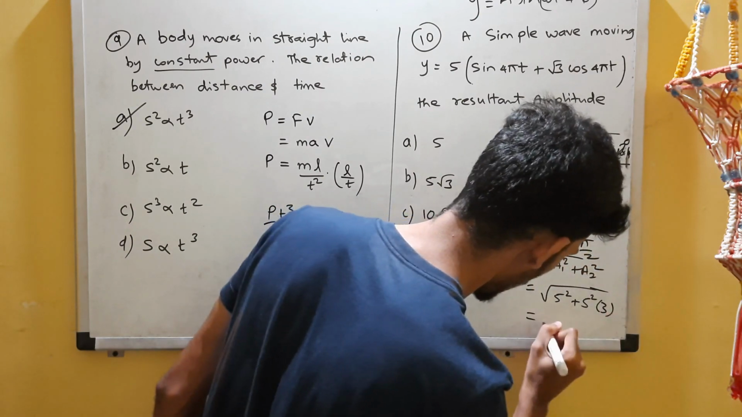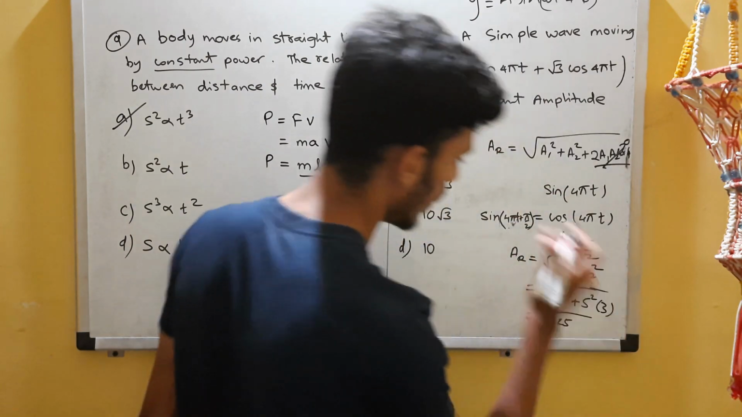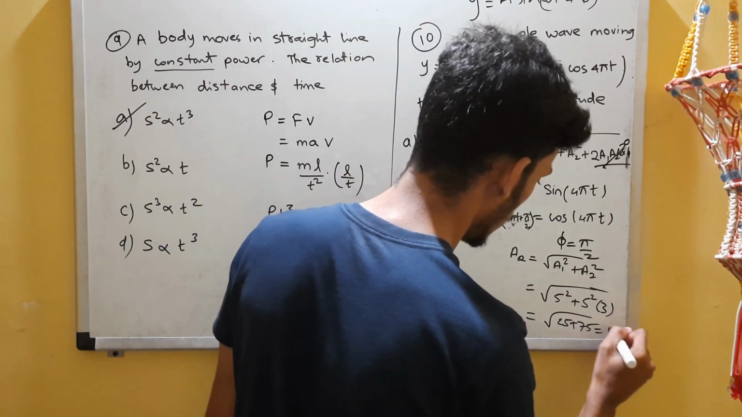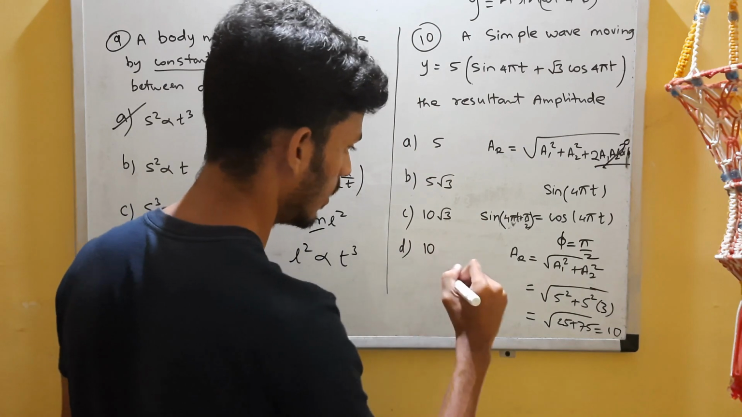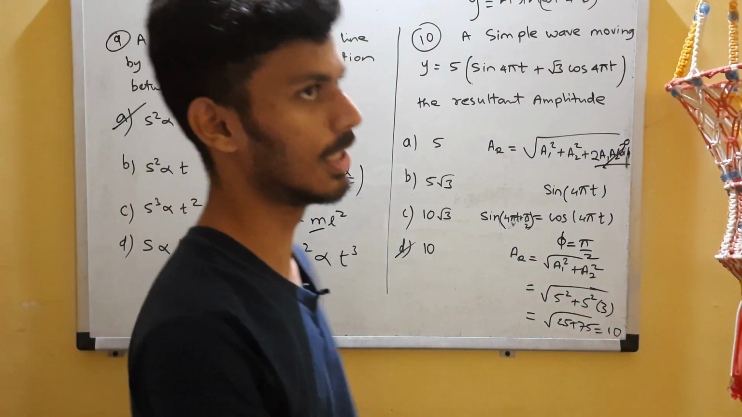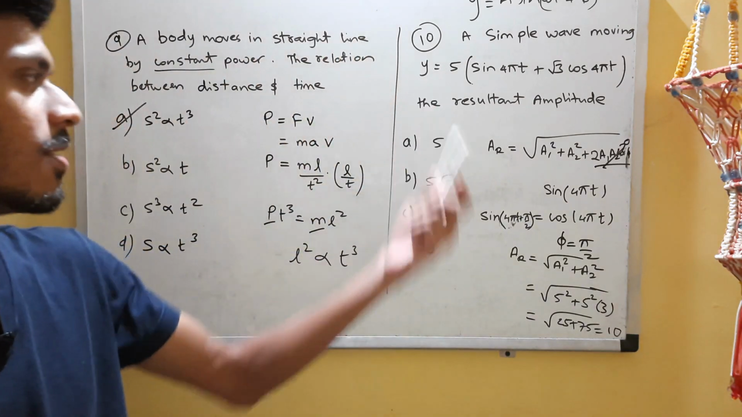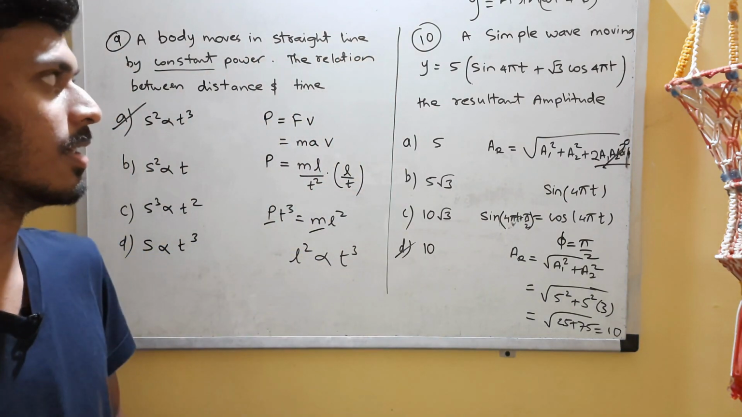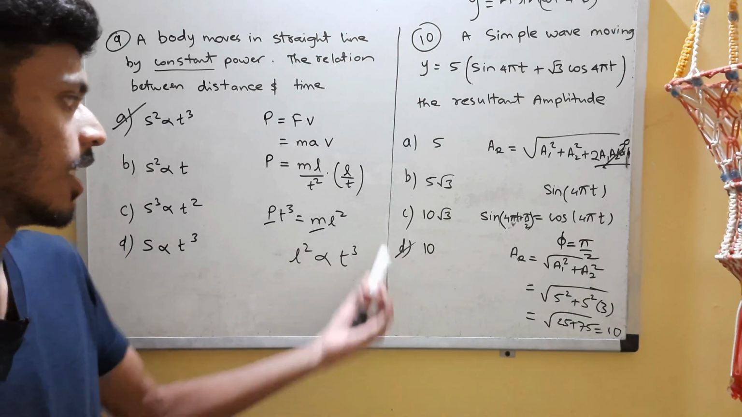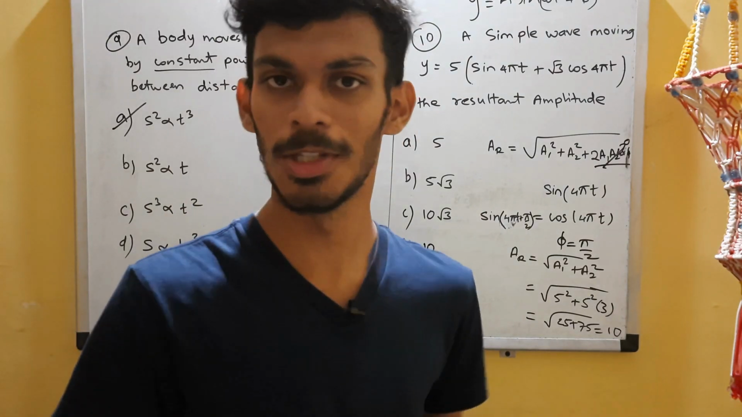So again we'll have 25, and 5 square 25 into 3 is 75, 75 plus 25 is 100, root of 100 is 10. So option D, 10 units, is the correct choice over here. Units were not mentioned, so maybe it's in centimeters or meters, whatever unit. So option D is correct. Let's move to the next set of questions.